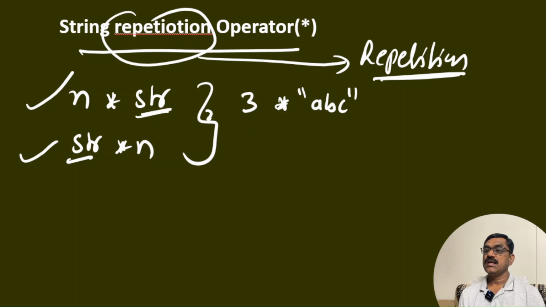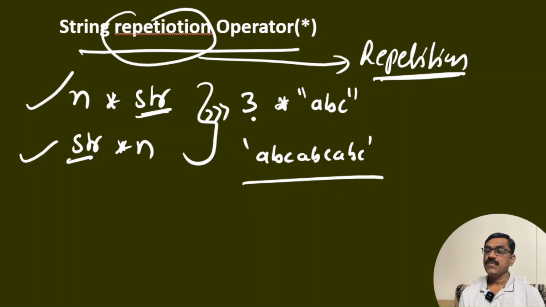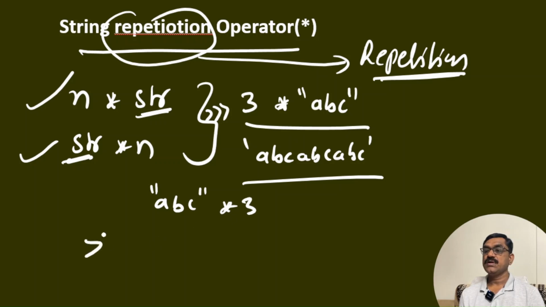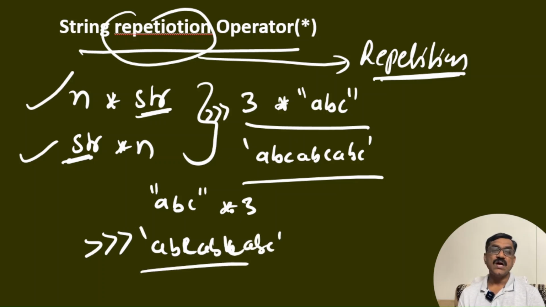Whenever we say at the Python prompt 3 into "ABC" in double quotes, the string ABC is repeated 3 times. That means we get the resultant string 'ABCABCABC' in single quotes. Instead of using this syntax, we can also write "ABC" into 3. First we mention the string, then into, here we can say 3. Here also we get the same result, 'ABCABCABC'. So this is how string repetition is done.